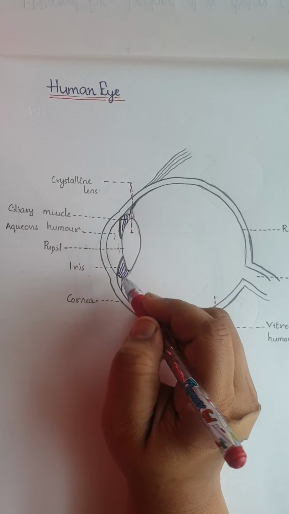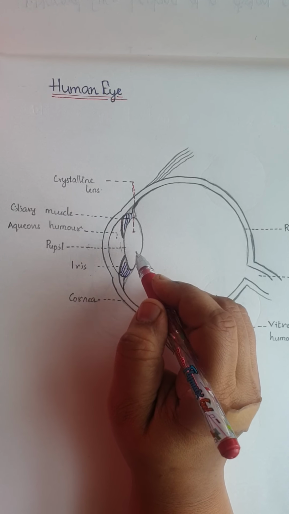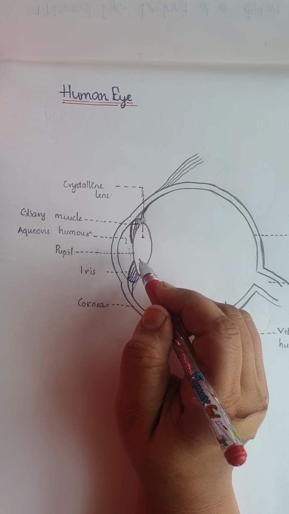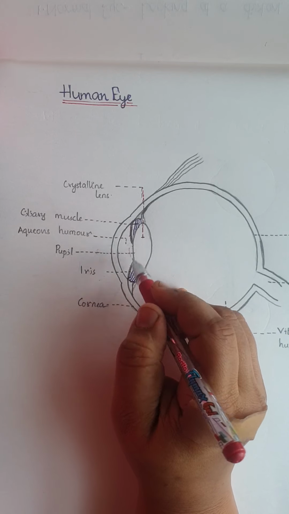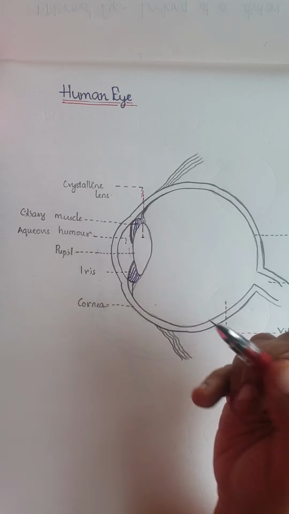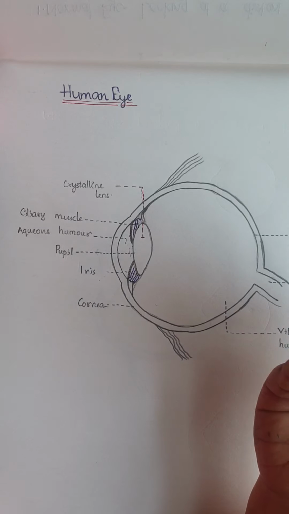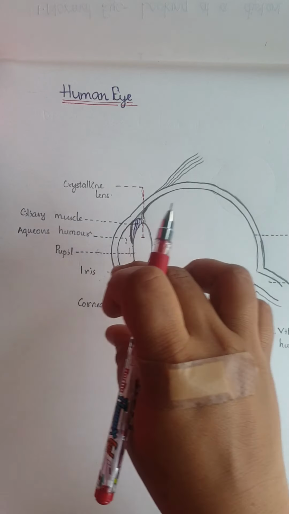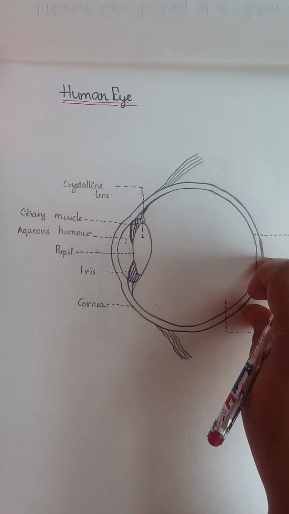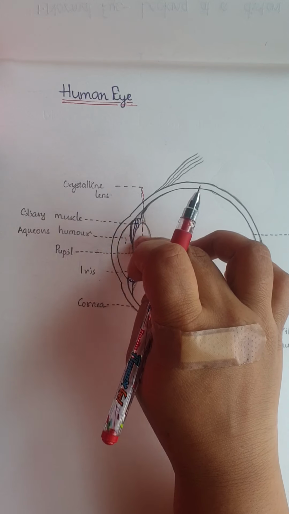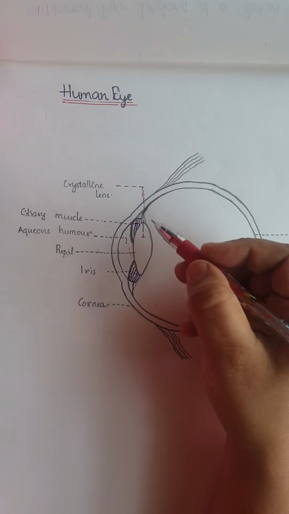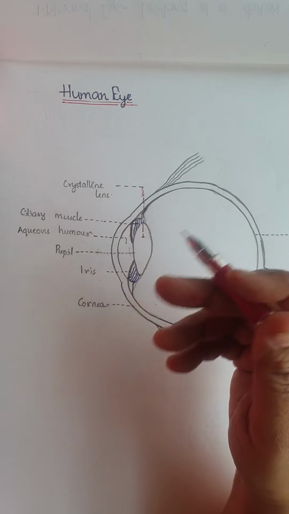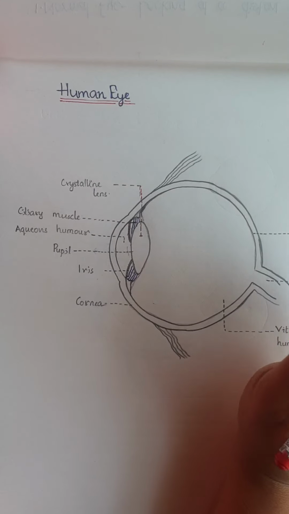Then comes the next part, children: the crystalline lens. Okay, it is a convex lens. Crystalline lens is a convex lens. What's the function of the lens, children? It helps to focus, right? It helps to focus the object by changing its focal length. This is the focal length. Okay. By changing its focal length, it helps to focus the object.